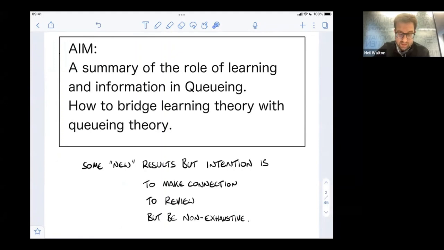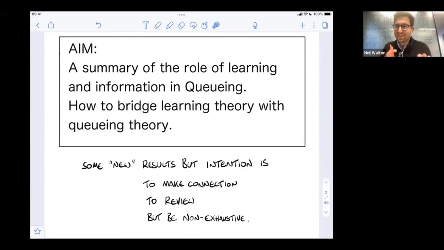So the aim of this is just to give a summary of the role of learning and information in queuing systems. It's a little bit aimed at a kind of queuing theory audience, so I'll try to step back a little bit as much as possible at different points in time. And the point is to talk a little bit about bridges between, say, learning theory and queuing theory. There are some new results, but the intention here is just to make a few connections between different areas, to do some reviewing, but not be completely exhaustive of the whole area, because there are lots of different connections one could make.